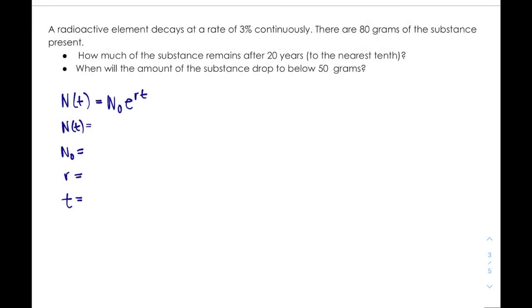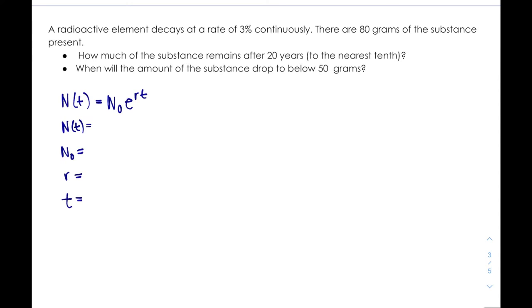Let's do one more word problem. Okay, we've got a radioactive element that decays at a rate of 3% continuously. There's 80 grams of the substance present, and we have two questions here. The first one is, how much of the substance remains after 20 years? And then the last one is, when will the amount of the substance drop below 50 grams? So we're going to start by just answering the first one.